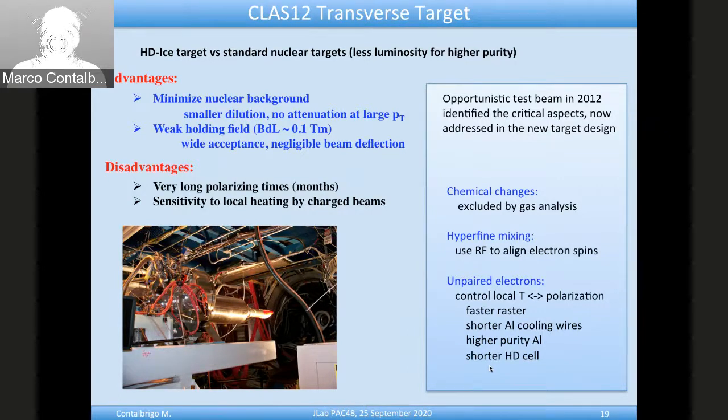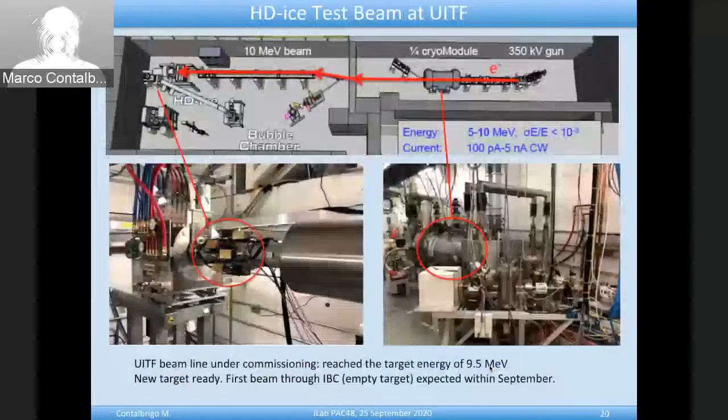So you want to keep them polarized, and that means keeping the local temperature low so that the spin is frozen. And there is where many improvements were made on the target geometry, the cooling system, and also the beam rastering system, in order to distribute the load over the target and reduce the local increase of temperature. All these improvements will be tested in the new updated injector test beam facility that is now under commissioning. And the target system is there, ready to take data and awaiting the commissioning to be completed.